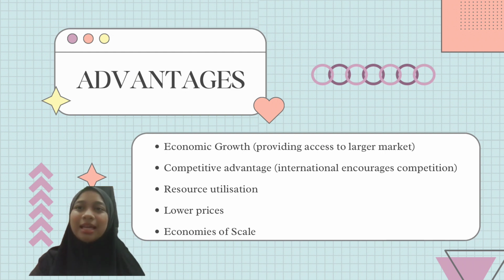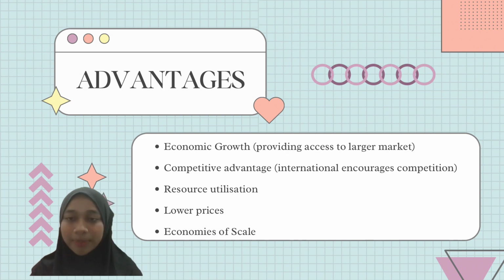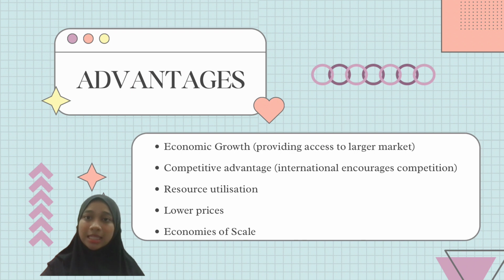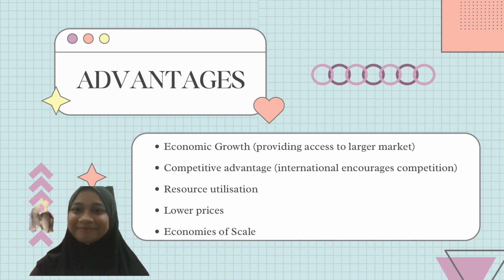The fourth one is lower prices. International trade makes access to a global market, often resulting in lower prices for consumers due to increased competition and the availability of cheaper imported products. The last one is economies of scale. By producing goods in larger quantities, businesses can achieve economies of scale, which means lower production costs and make goods more affordable for consumers.